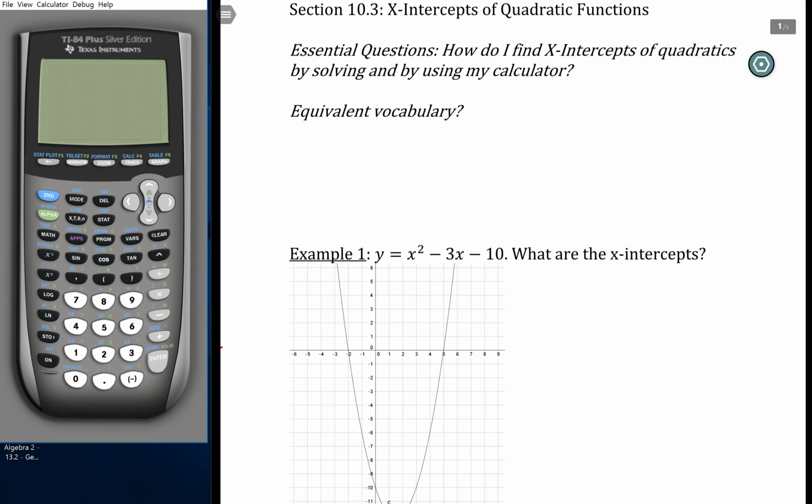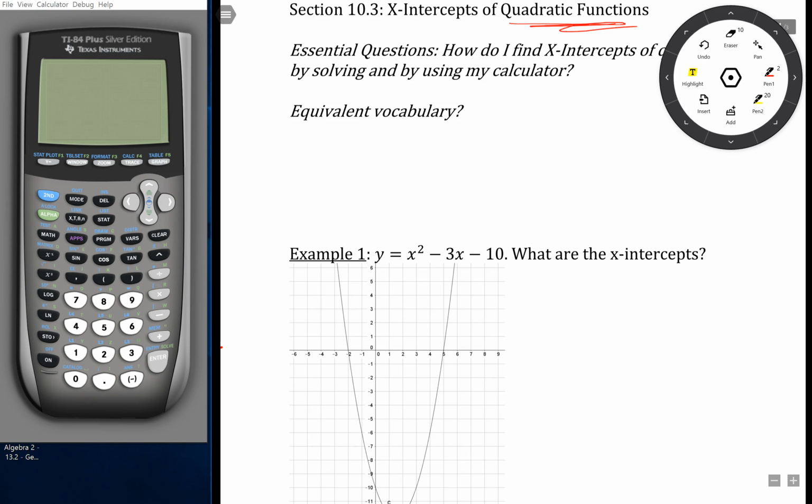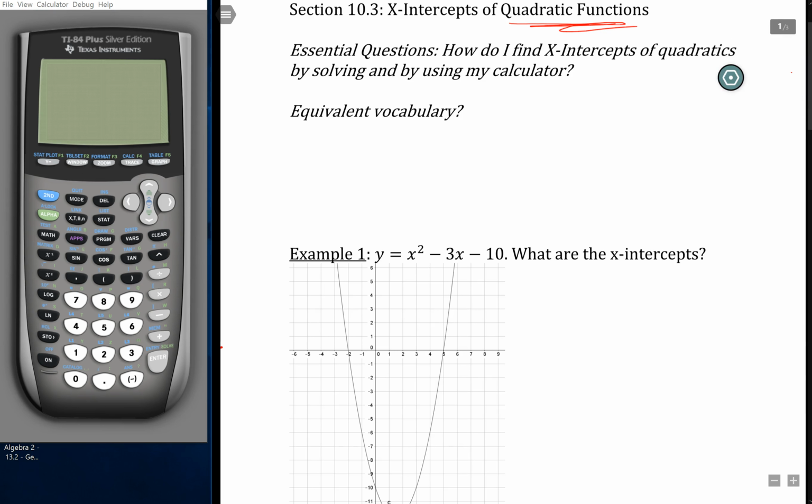All right, kids, we have talked about a lot of different things with quadratic functions, but we need to talk about x-intercepts. We've talked about y-intercepts, vertexes, and so forth, but we haven't talked about these x-intercepts. So today, we're going to learn how to find the x-intercepts of a quadratic, and we're going to find them by using our calculator as well. So that'll be very fun.